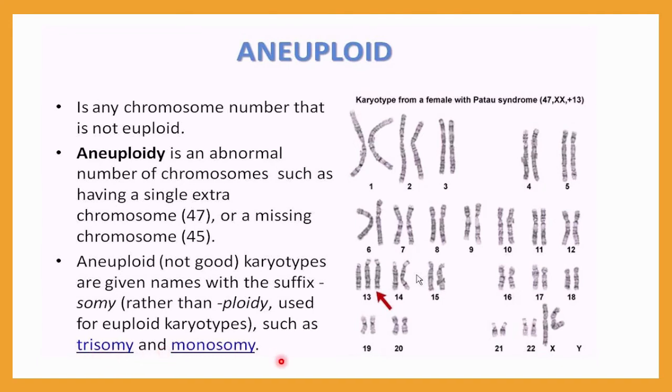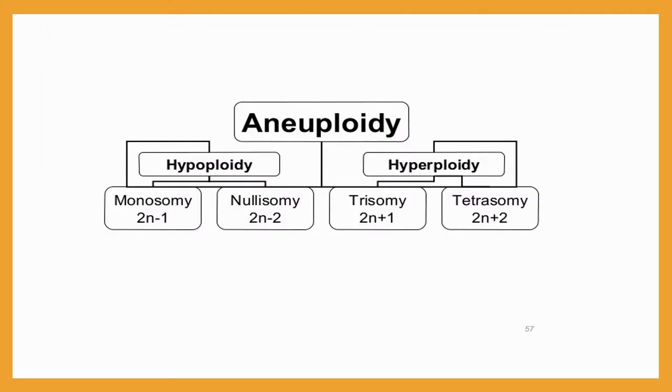Trisomy, monosomy, like that. Tri means 3. Here 3 chromosomes are there instead of a pair, so it is called trisomy. Suppose we delete 2 and only 1 remains, then it becomes monosomy. So next, aneuploidy may be of two kinds. Hypo, or we can say deleted, or we can say less.